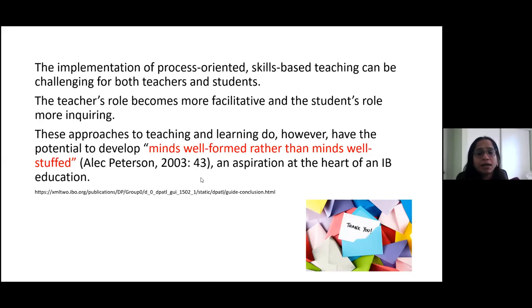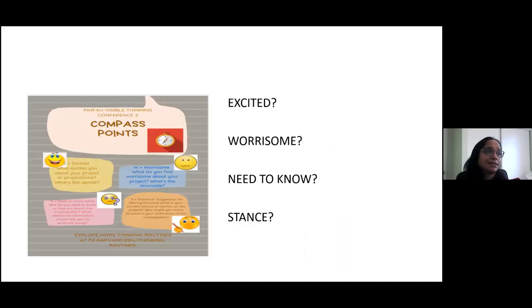This is from the IB document, but I think this should be an aspiration at the heart of every teacher, whether you're teaching math or anything. You want minds that are well-formed rather than minds that are well-stuffed. Okay, thank you for joining me in this exploration. If you have any questions now, we could discuss them using a visible thinking routine. So I would request participants to unmute themselves and ask any questions. We have a couple of questions on the YouTube also, which students can put across.